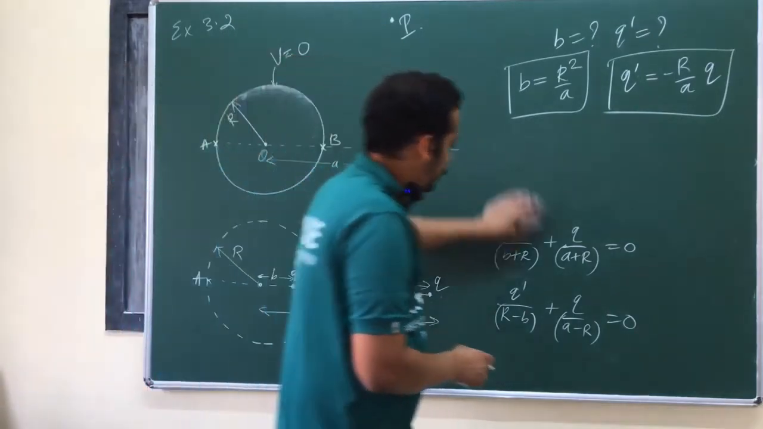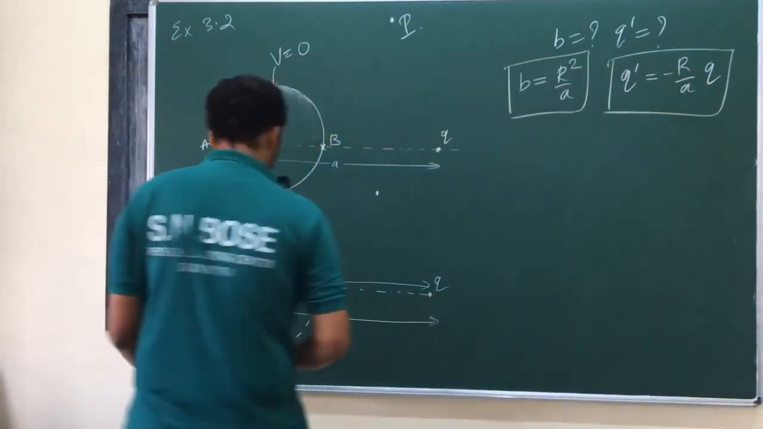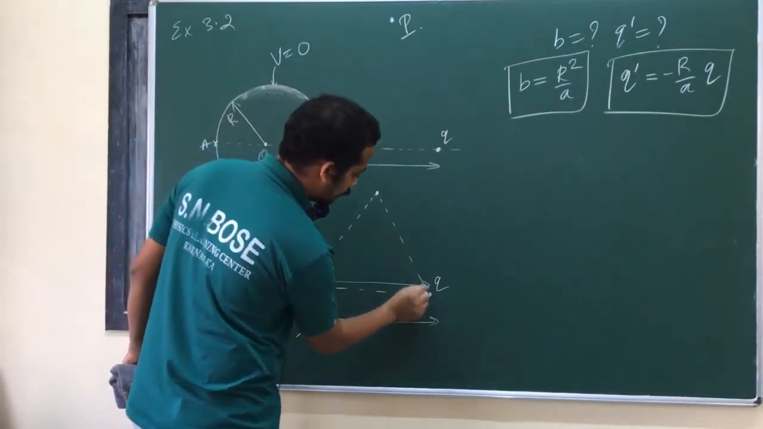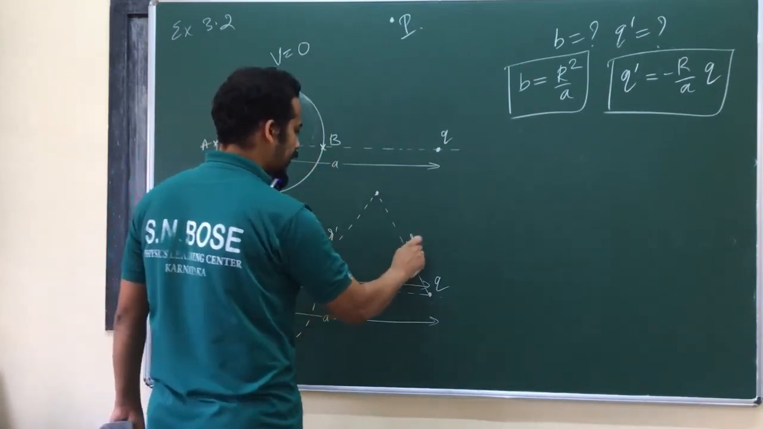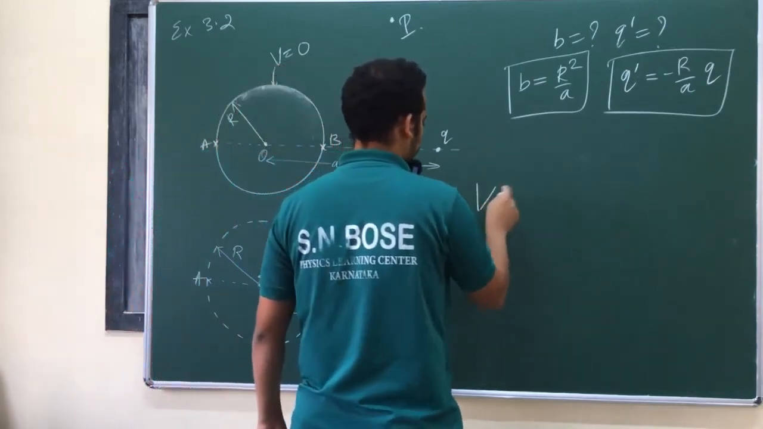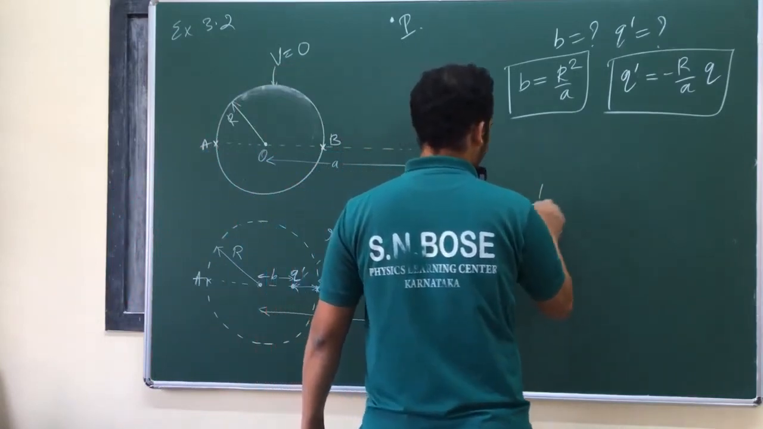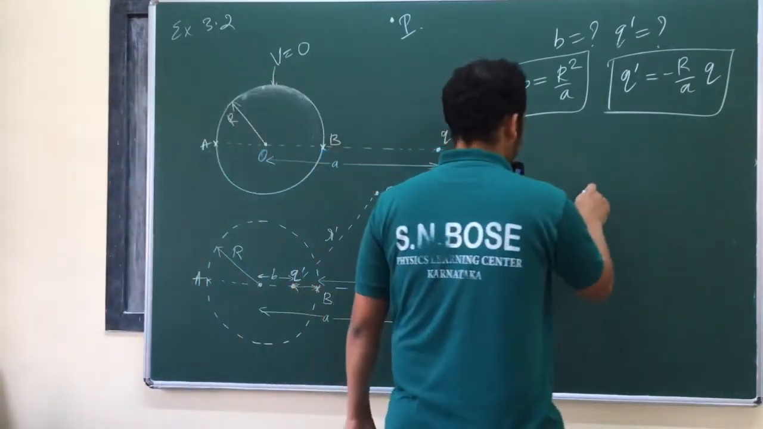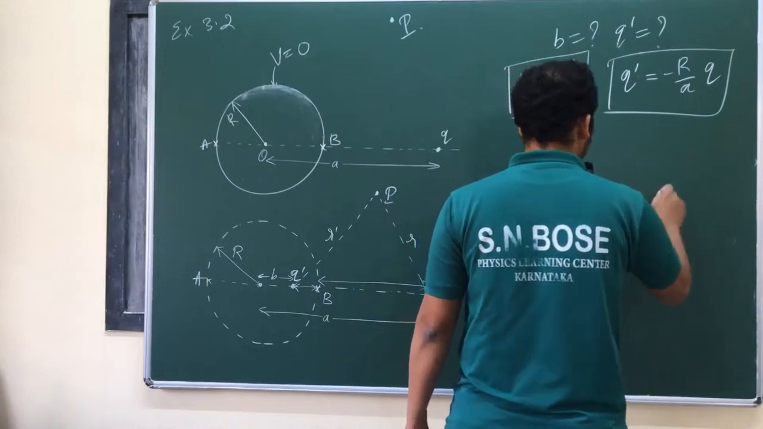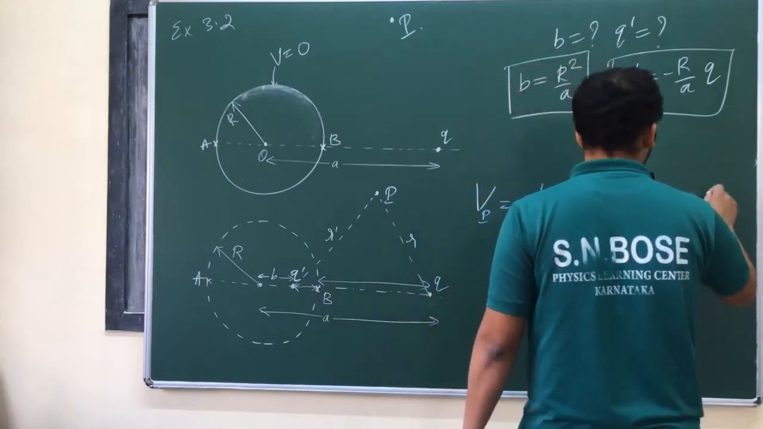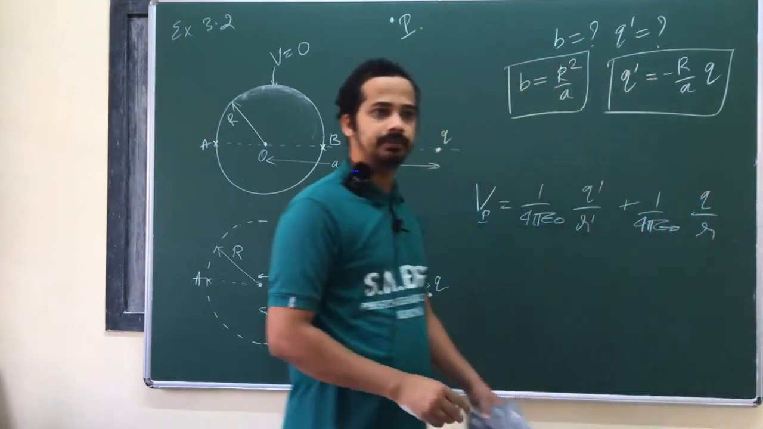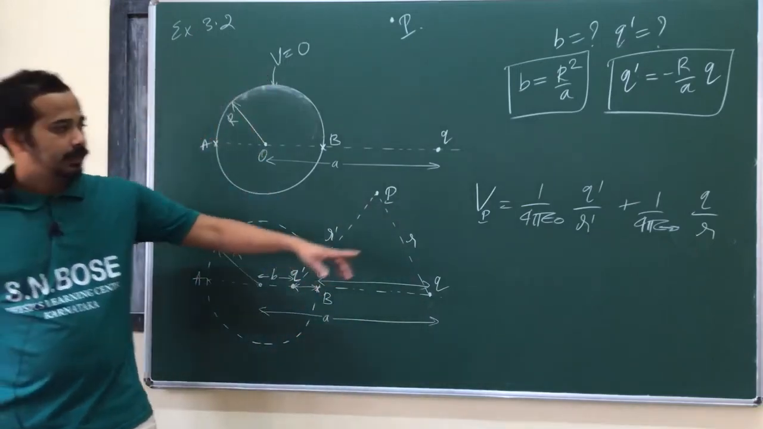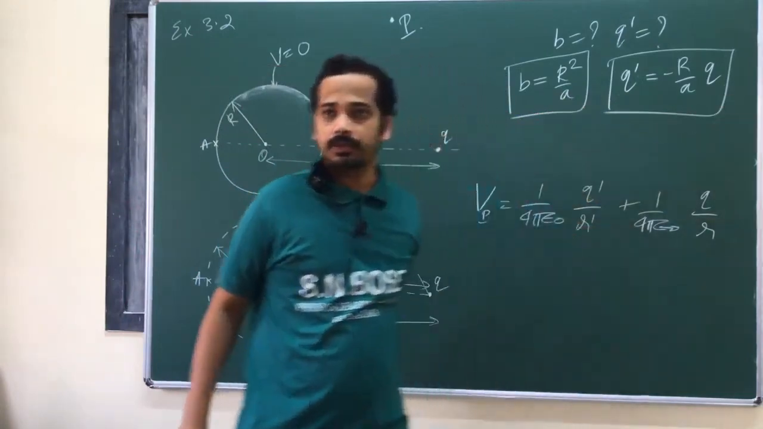Now look here. At this point, I'll call this one R prime, and this one italic R. Potential at P is equal to 1 by 4 pi epsilon naught, Q prime divided by italic R prime, plus 1 by 4 pi epsilon naught, Q divided by italic R. Where Q prime is given here, minus R by A times Q.